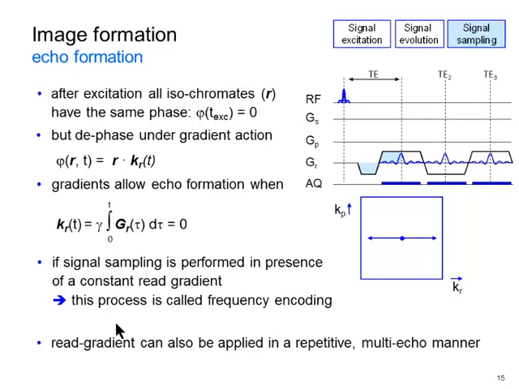As you can imagine, we can also apply these kinds of gradients in a repetitive manner to refocus a couple of those echoes very nicely, which increases sampling efficiency and becomes very important for echo planar imaging or other fast sequences. I'm not going to talk about that; other people will dive into this in the afternoon.